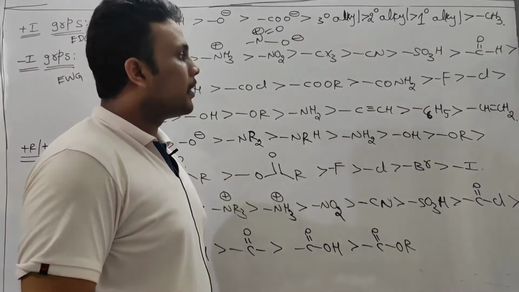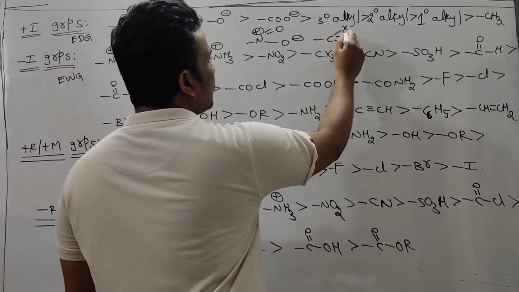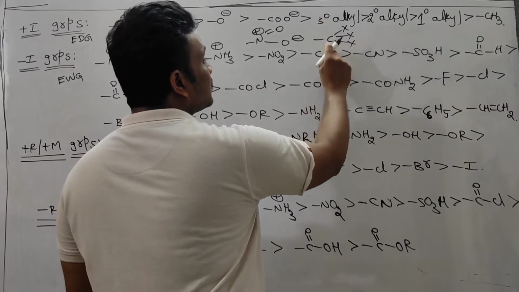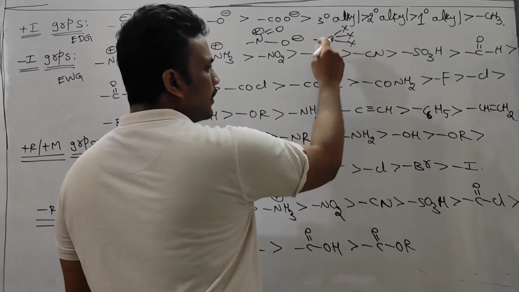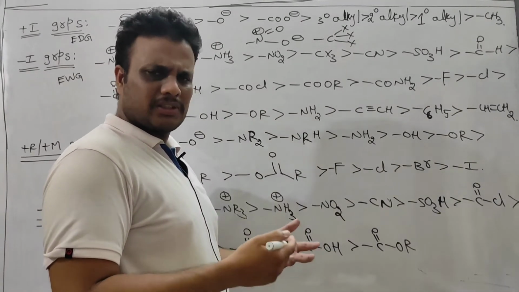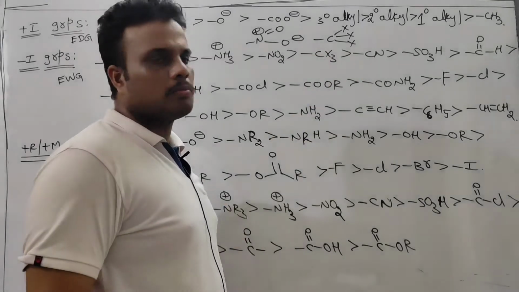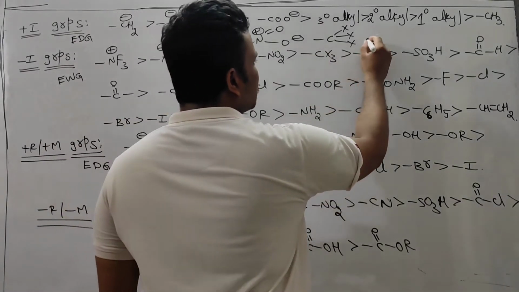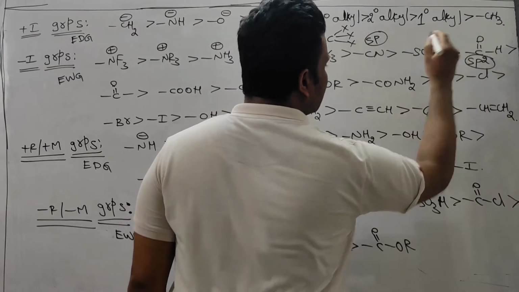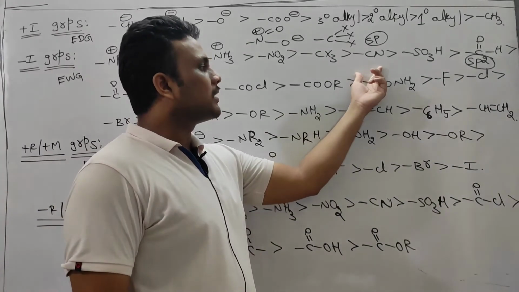CF3 is also a powerful withdrawing group because carbon is attached to three highly electronegative halogen atoms that increase the positive charge on carbon, which increases the electronegativity of carbon. When electronegativity increases, generally the effective nuclear charge increases, so it withdraws electrons more easily. In the cyano group, carbon is sp hybridized. The next carbon is sp2 hybridized, easy to memorize. An sp hybridized carbon is a more powerful minus I group than sp2.